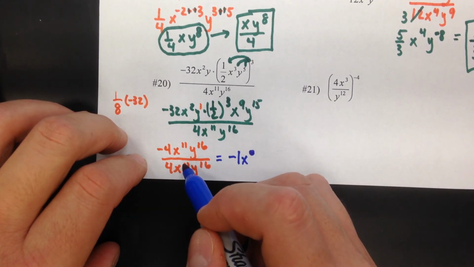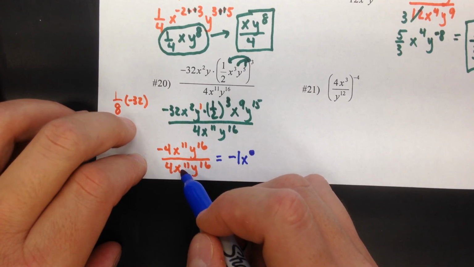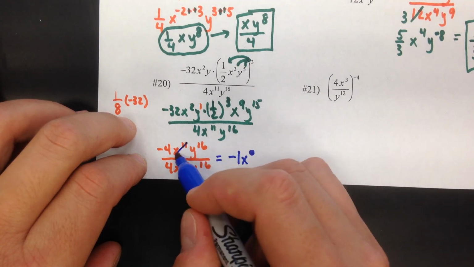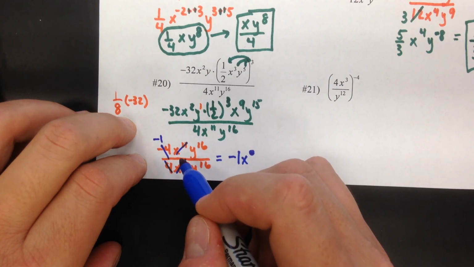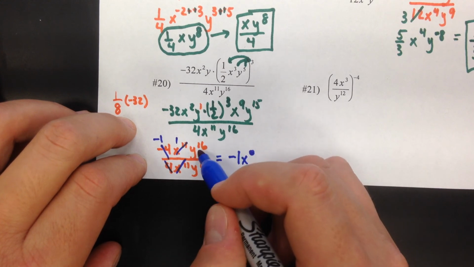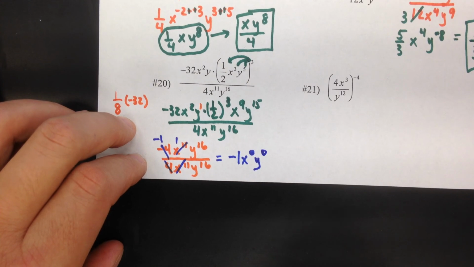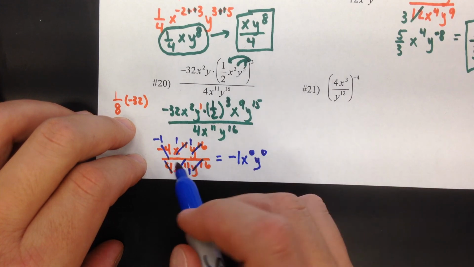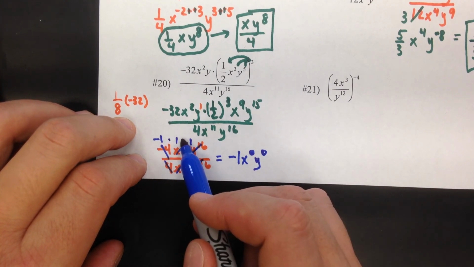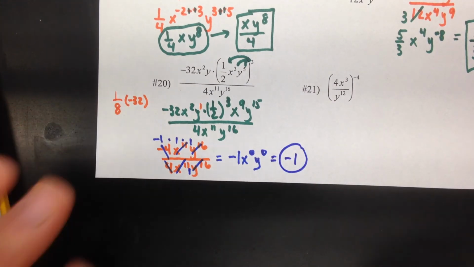If I divide this, this is like 5 divided by 5 is 1. 22 divided by 22 is 1. X to the 11th divided by x to the 11th is 1. So this is just going to be 1. The negative 4 divided by 4 was negative 1. Y to the 16th divided by y to the 16th, if I subtract, I get y to the 0, which again is 1. So what happens here is I just get a bunch of 1s. Negative 1 times 1 times 1, my answer is negative 1. That's it. Everything simplified there.